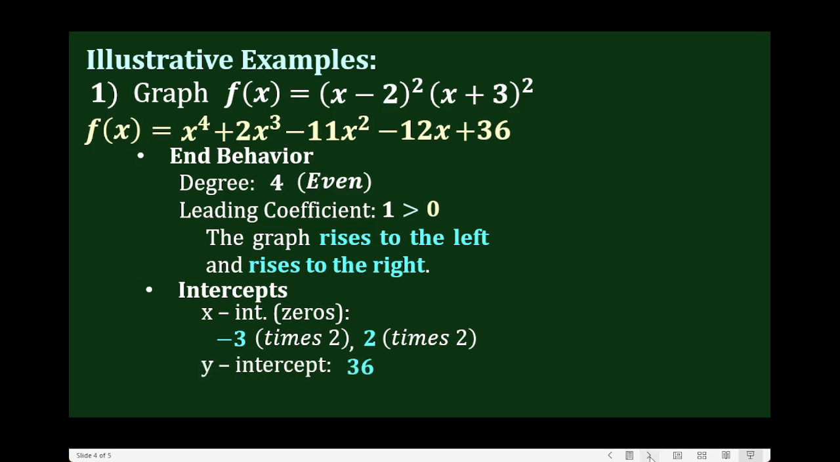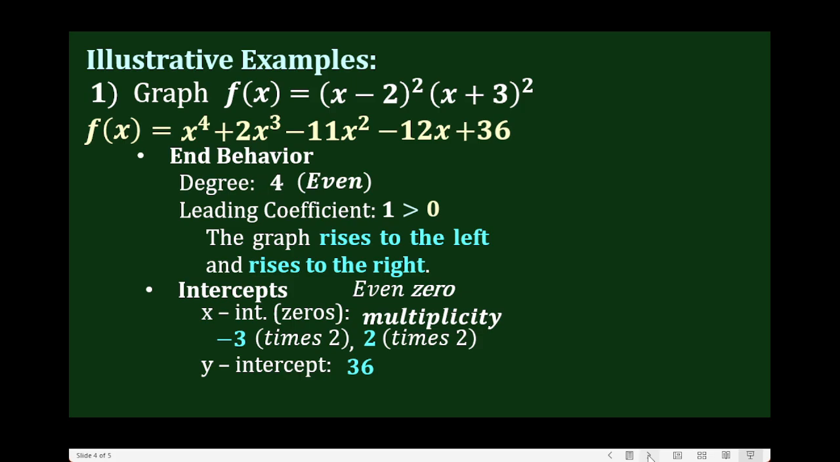Okay? And your y-intercept can be easily determined from the polynomial function written in standard form. Take note of the constant term. That constant term can also be identified as your y-intercept. And again, going back to the zero multiplicity, as I have said a while ago, it is times 2, wherein 2 is an even number. So we have zeros of even multiplicity. Now, what does this mean when it comes to the behavior of the graph?